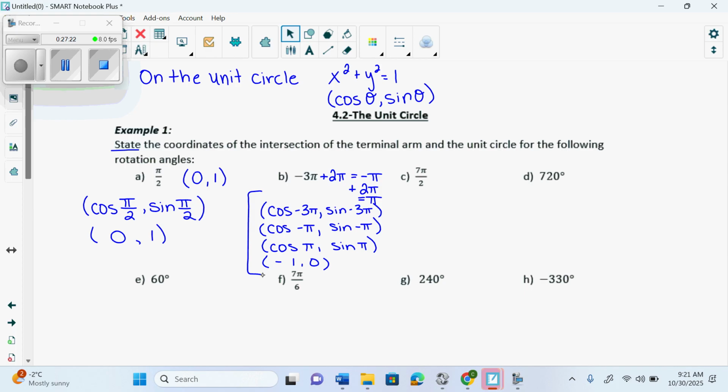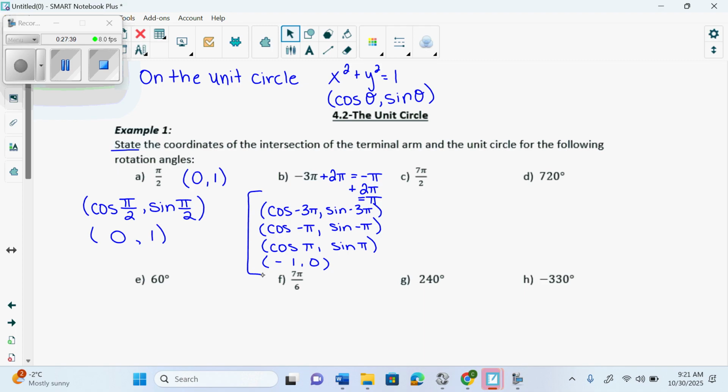Because negative 3 pi, if you see the unit circle in front of me, would be like this. Negative 2 pi, negative 3 pi. Oh, it lands on this coordinate. Negative pi. Oh, it lands on this coordinate. Positive pi. Oh, it lands on this coordinate. All 3 of them land on the exact same coordinate, which is -1, 0.